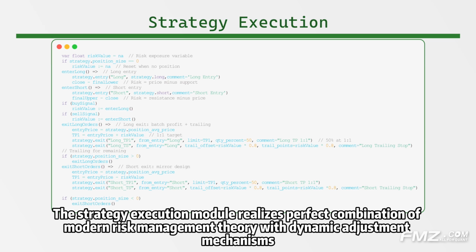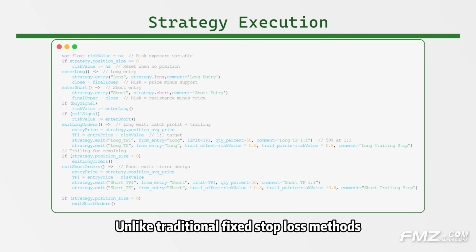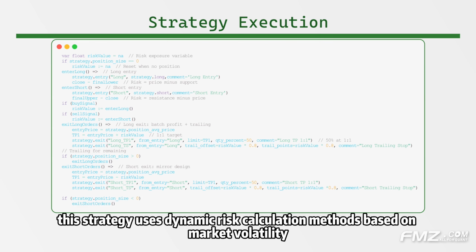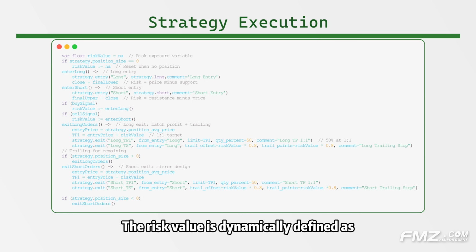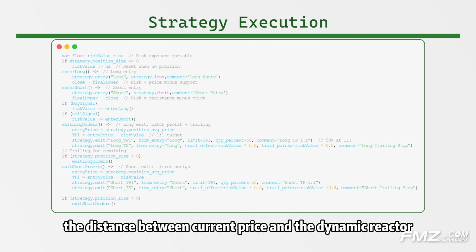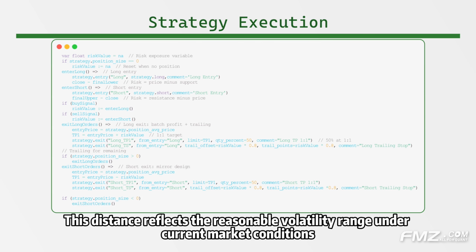The strategy execution module realizes perfect combination of modern risk management theory with dynamic adjustment mechanisms. Unlike traditional fixed stop-loss methods, this strategy uses dynamic risk calculation methods based on market volatility. The theoretical foundation of this method comes from modern portfolio theory and behavioral finance. The risk value is dynamically defined as the distance between current price and the dynamic reactor. This distance reflects the reasonable volatility range under current market conditions.